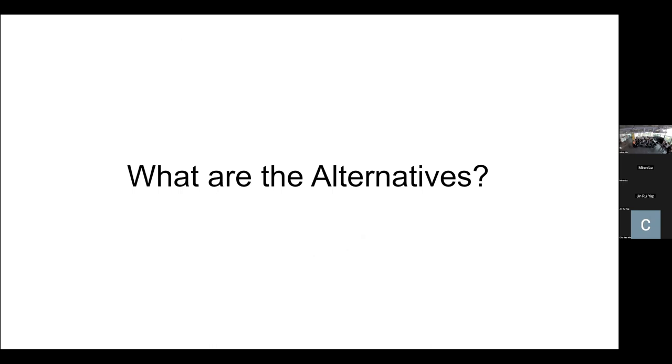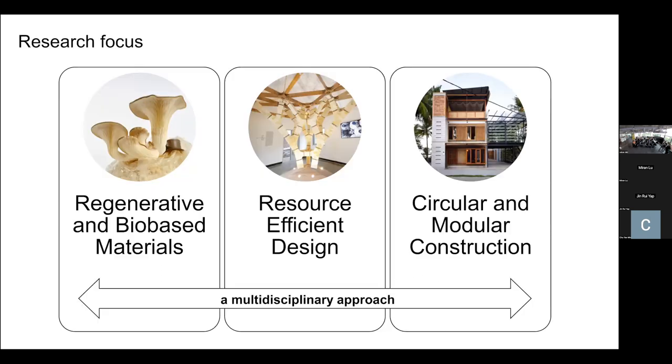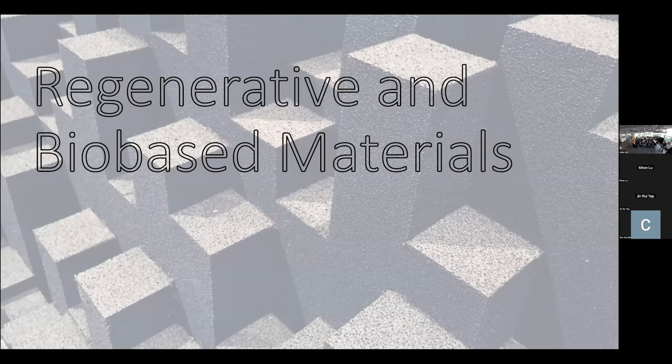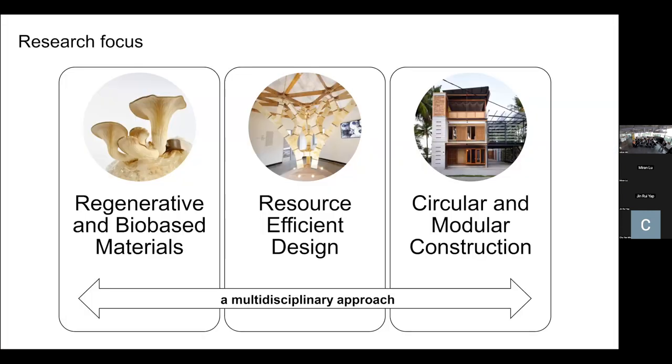Therefore, in our research, we started to focus on three major research elements. First one is the regenerative and bio-based materials. The resource efficiency in design, especially for us as architects, as engineers, and the circularity in construction, how we can bring circularity and modularity in construction. The first research that I would like to address is the regenerative and bio-based materials.